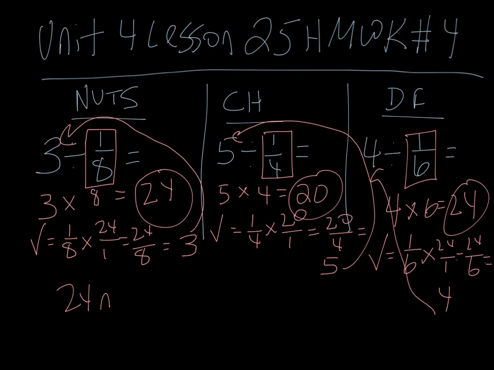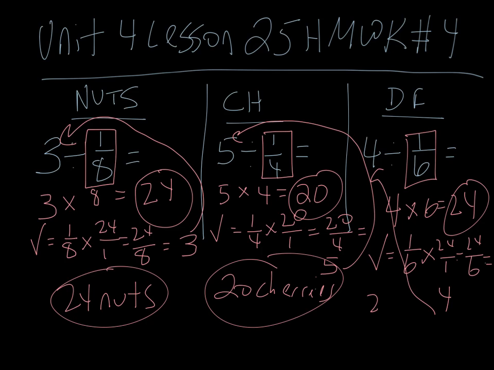24 nuts, 20 cherries, and 24 dried fruit. Those are the 3 answers for number 4 from their homework.